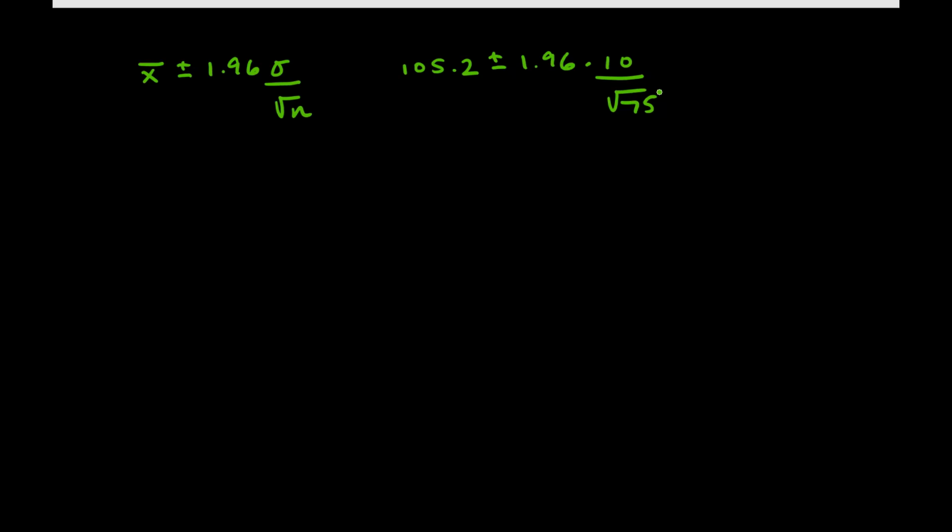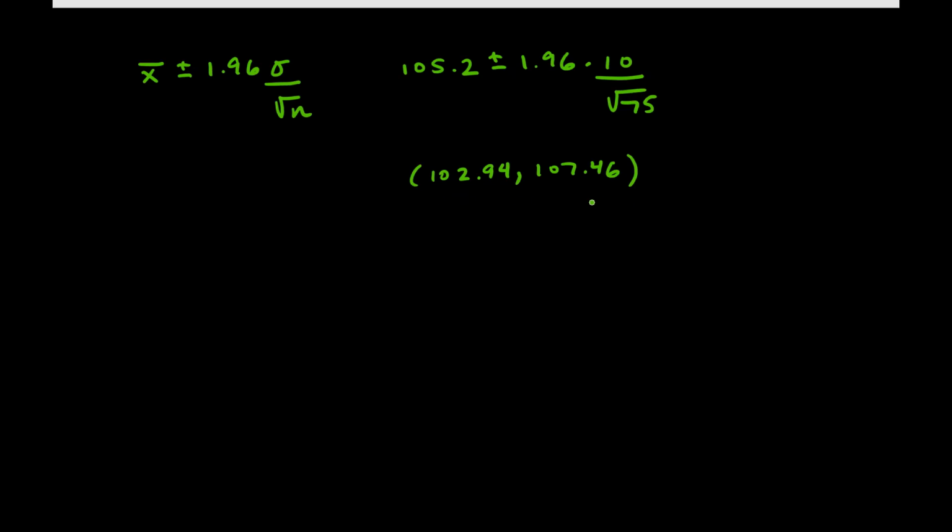I don't have the calculator pulled up right now, but if you put into your calculator 105.2 minus 1.96 times 10 divided by the root of 75, you are going to get a lower bound of 102.94. And if you did 105.2 plus 1.96 times 10 divided by root of 75, your upper bound for the interval is going to be 107.46. And so we can state with 95% confidence that the true population mean IQ of all college students is in this interval.